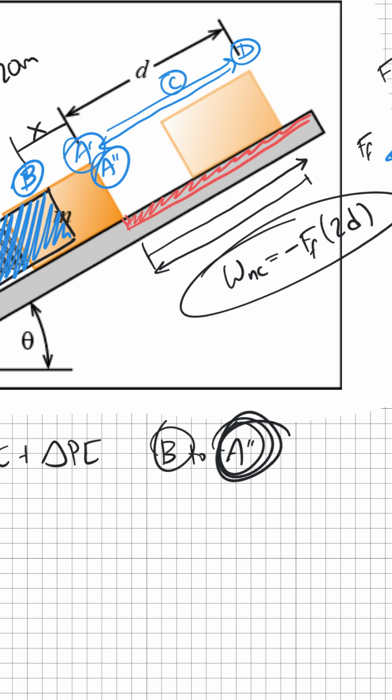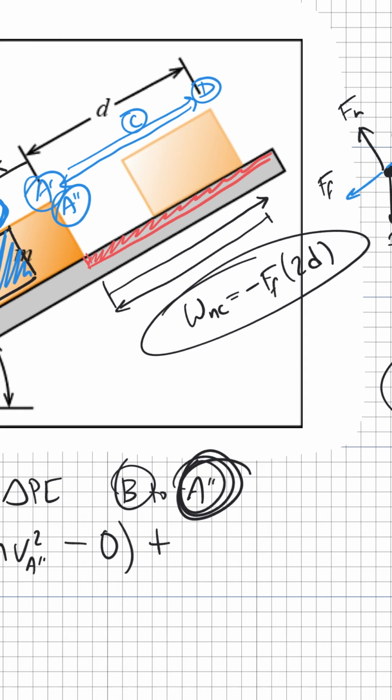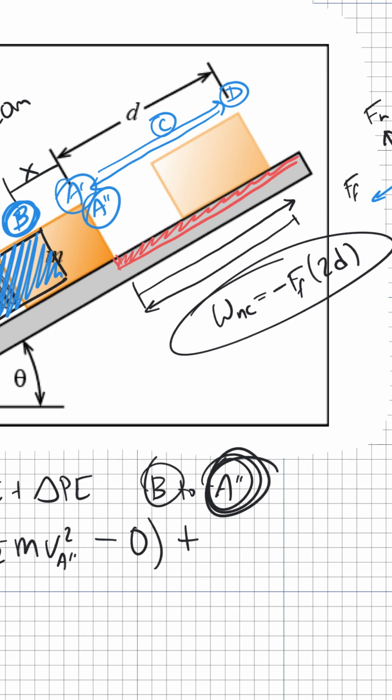We always want to do final minus initial. So 1/2 m vA double prime squared, that's my final kinetic energy, minus my initial kinetic energy. Well, my initial is at B, so right here, it's not moving yet, right? It's being held in place. Okay. Now, let's go to the potential energy, right? I've got both forms of potential energy here. I've got this one and I've got this one. Okay, so let's start with gravity first.